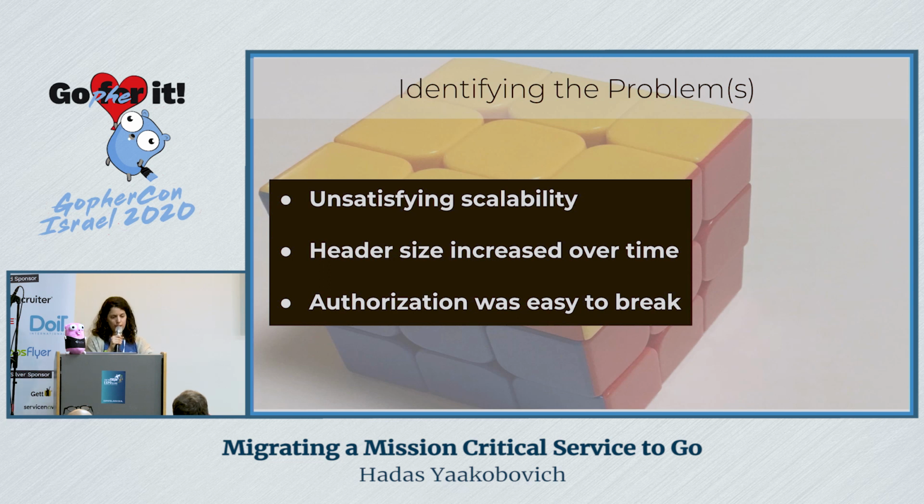The last problem we had is that authorization was easy to break. The authorization relied on specific URL registration by the microservice. A small mistake by a registering microservice or even a human error could drop authorization for the receiving microservice or even for all microservices served by the API gateway.